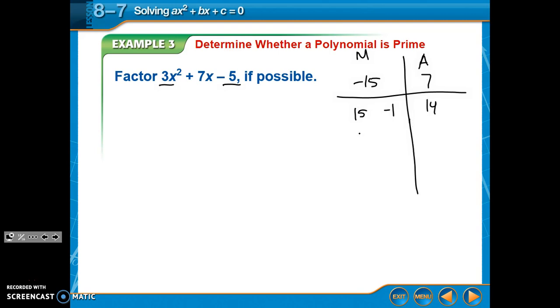We can say 5 and negative 3, which gives us 2. And I can't think of any more combinations that get us to 15. So because none of those added to what we're looking for, this is not factorable. So we say that it's prime. Okay?